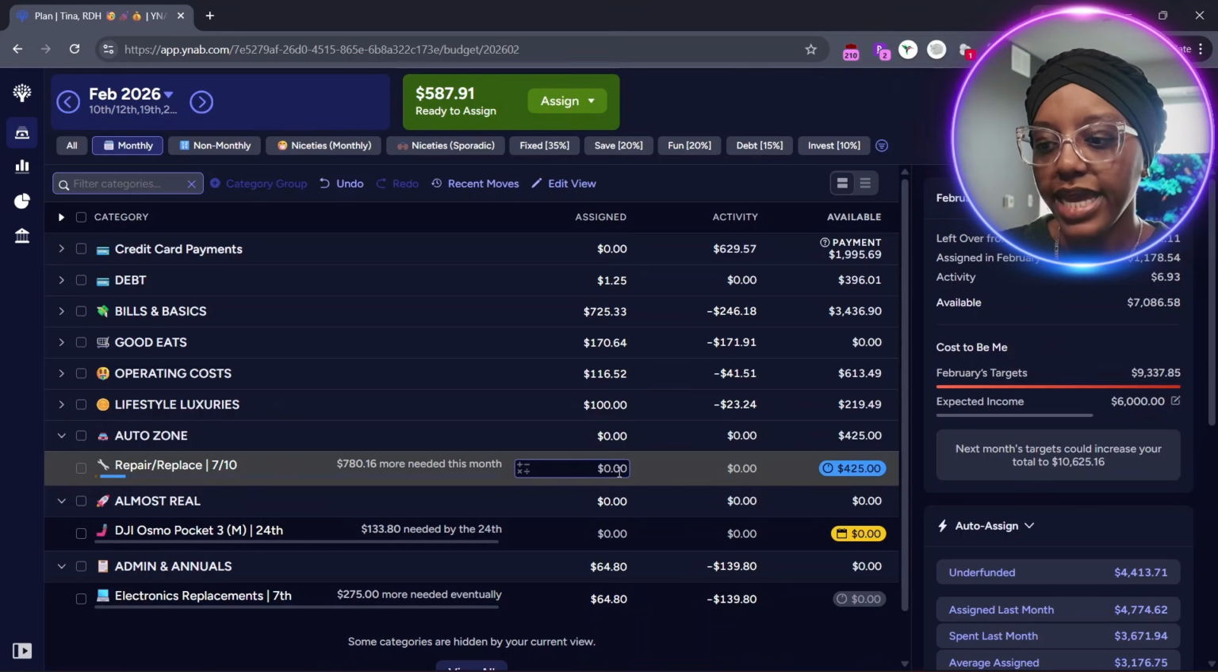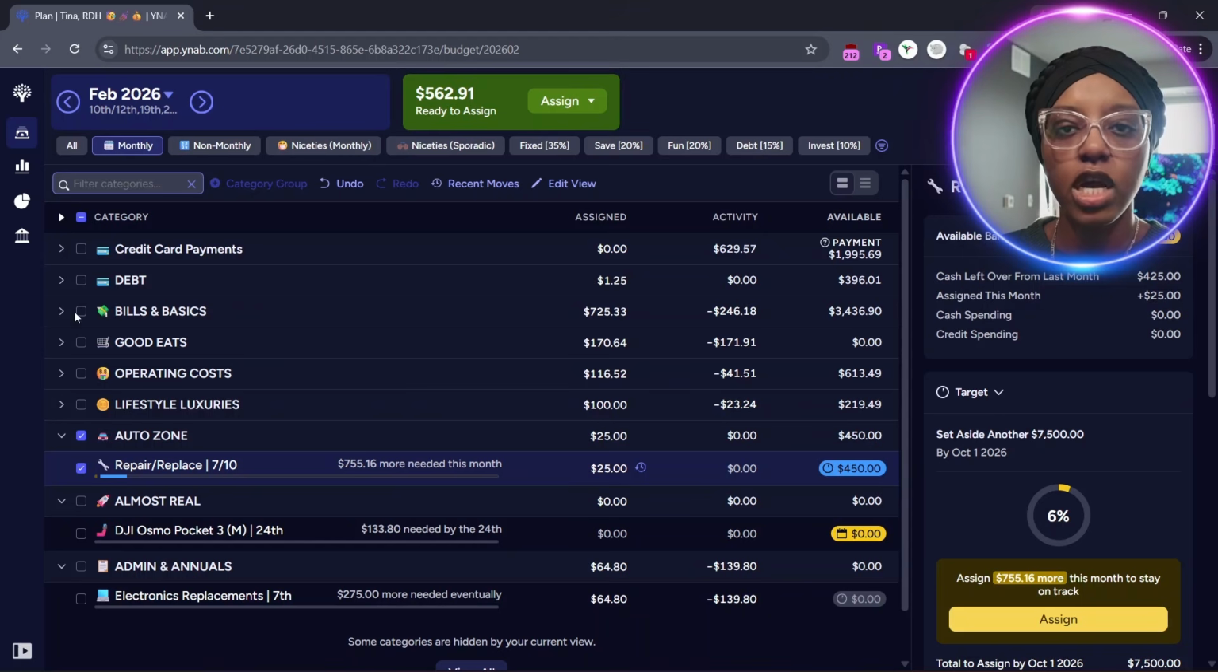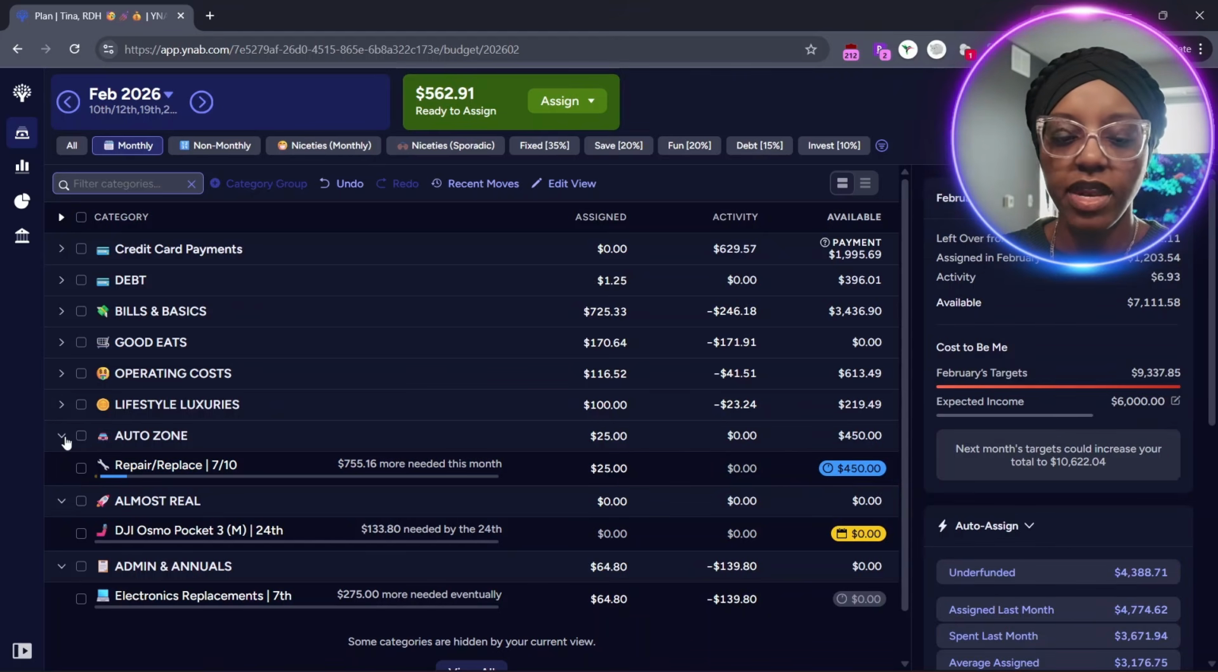AutoZone, repair, replace. Let's put $25 in there. I mean, it's always good to start saving or continue saving for car repairs. You never know when something's gonna happen. If my car were to break down tomorrow, today, and I have $450 to go towards that bill, it's gonna feel so good.